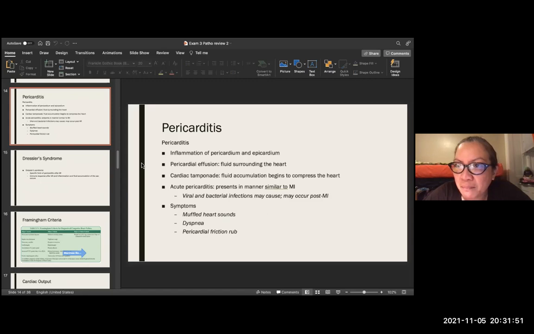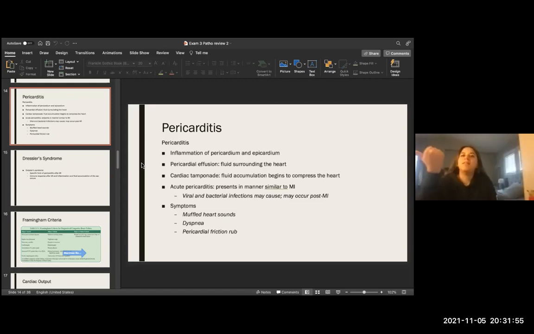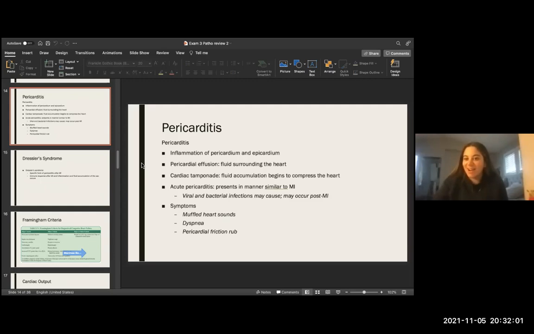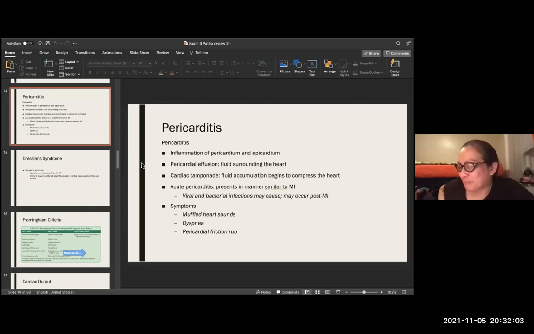Quick review, Monse. What are the five hallmarks of inflammation? Pain, redness, heat, swelling. Always remember that when you see inflammation, these are the hallmarks. So what's happening with the pericardium? Maybe it's red, or maybe it's swollen.